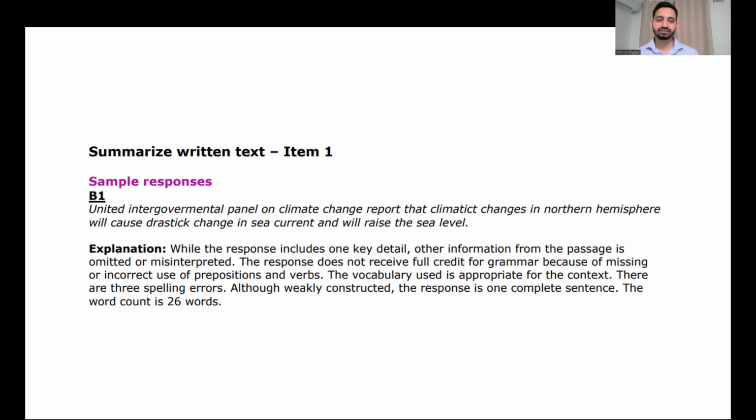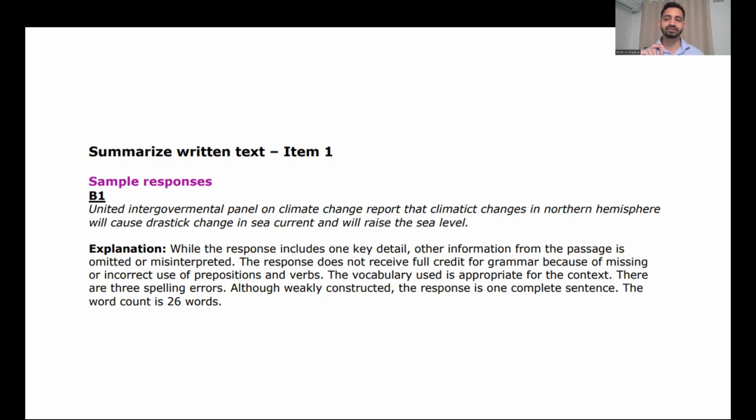So the explanation here by Pearson has been given to us, and they say that while the response includes one key detail, and it's got only one key detail, it doesn't really talk about the summary and the main point. Other information from the passage is omitted and misinterpreted. The response does not receive full credit for grammar because of missing or incorrect use of prepositions and verbs. The vocabulary used is appropriate for the context. There are 3 spelling errors, and you don't want to make spelling errors. I mean, these are easy errors that you can make.